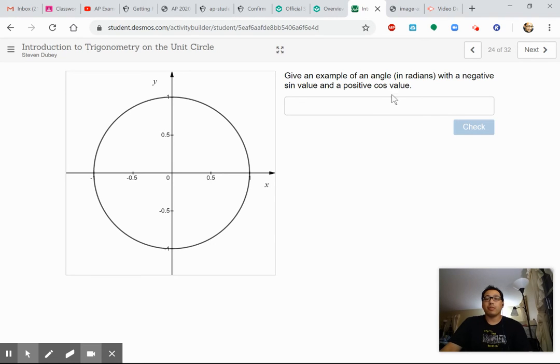Give an example of your own, of an angle in radians with a negative sine and a positive cosine value. So now I want you to think. We're going to write it in terms of radians, which means in terms of pi. A negative sine means a negative y value, so it's down here in quadrant 3 or 4. And a positive cosine value means positive x, so it's down here in quadrant 4. So what kind of angle could you write in radians and get down here in quadrant 4?